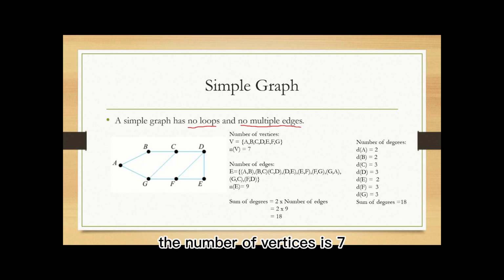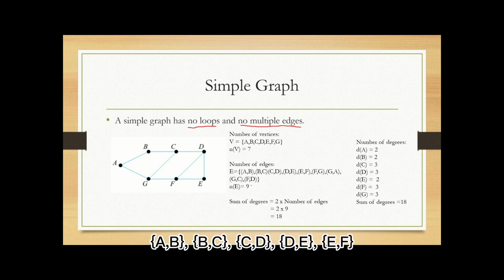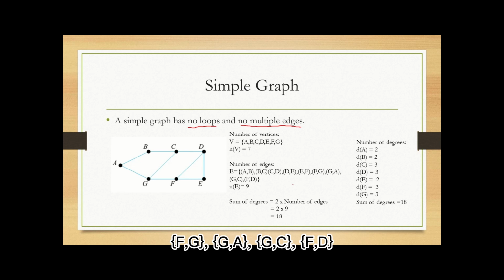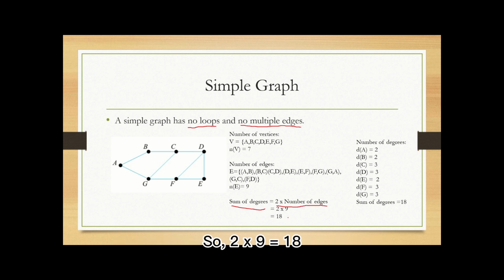Let's see the example. The number of vertices is 7 because the set of vertices has elements A, B, C, D, E, F, G. Then, the number of edges is 9 because the pairs of edges have elements A and B, B and C, C and D, D and E, E and F, F and G, G and A, G and C, F and D.